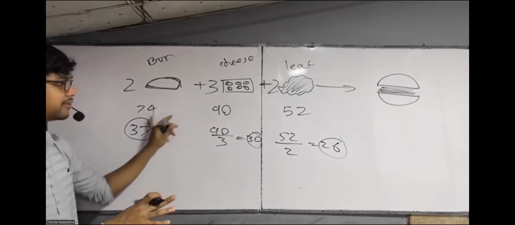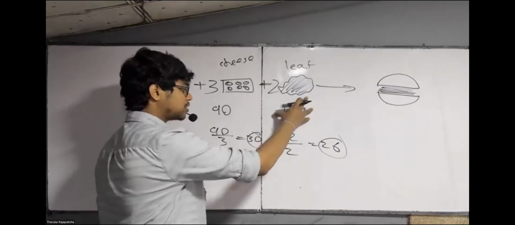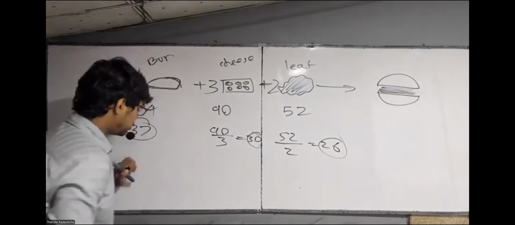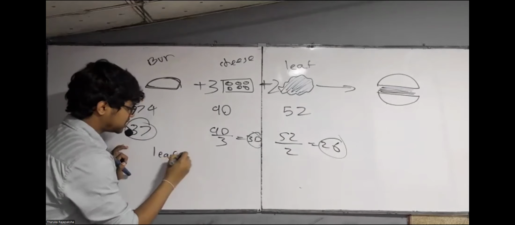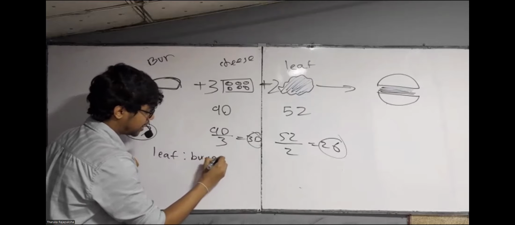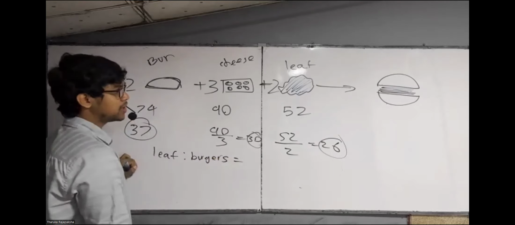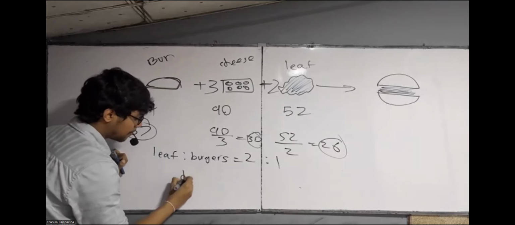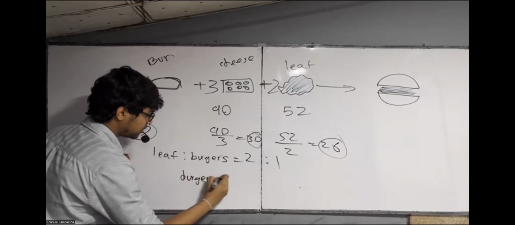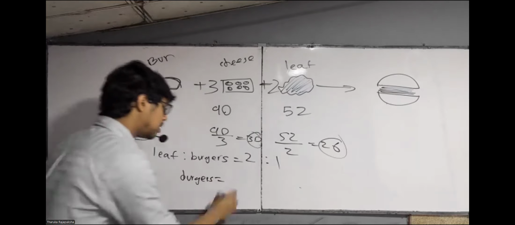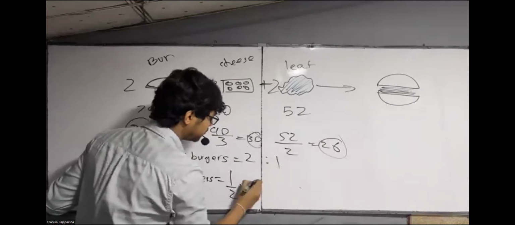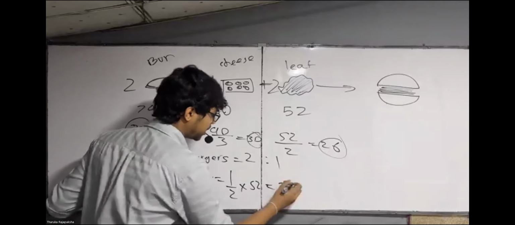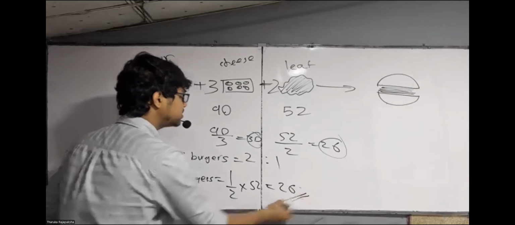Now what do you do? You don't even look at these things. You focus on this one, and then you write a ratio. Leaf to burgers. That is going to be how much? 2:1, right? Therefore, the burgers amount will be how much? Half into 52. That's going to be how much? 2 into 5 is 2, 4, 1 remaining. 2 into 12 is 6. 26 burgers you can make.